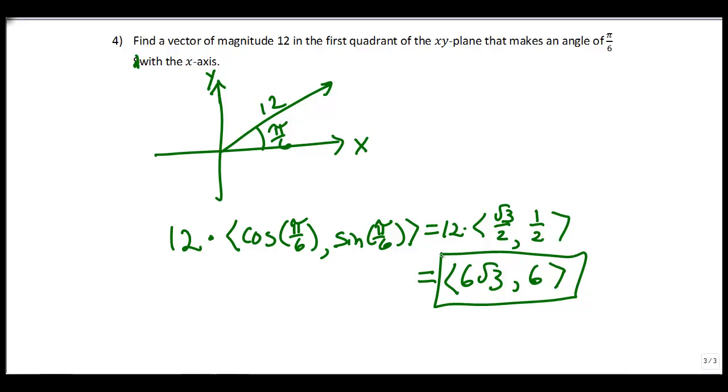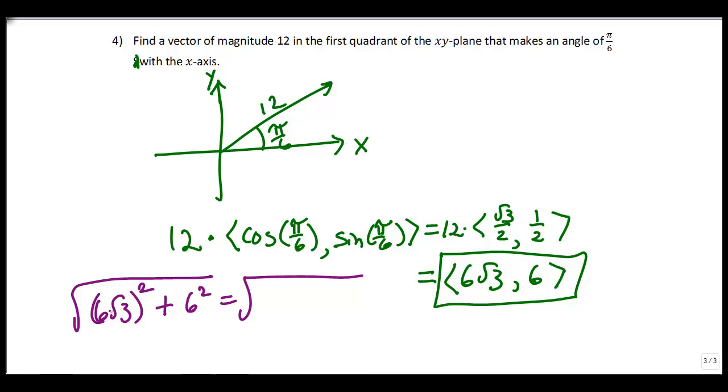So that should give you a vector in the correct direction, and hopefully it also has magnitude 12. We can check that real quick by taking the square root of 6 square root of 3 squared plus 6 squared. So that's the square root of 36 times 3, that's 108, plus 36. That's the square root of 144, which is indeed the 12 we were looking for. So if you weren't confident that this had magnitude 12, you can do a quick check, and that works out.